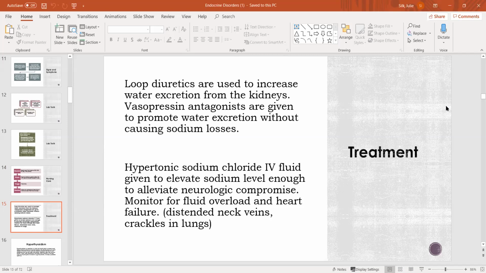So what's our normal level of potassium? 3.5 to 5? Yes, good job. You're right.